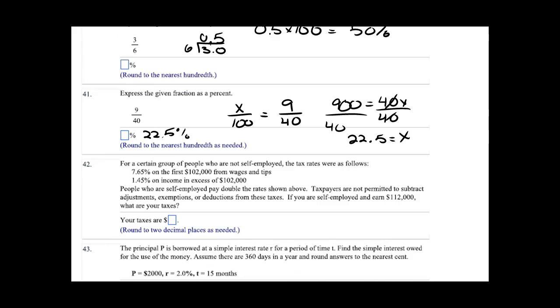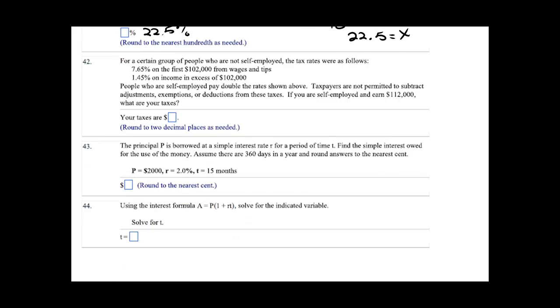All right, for 42, we're going to do a quick tax problem. So for a certain group of people who are not self-employed, the tax rates are as follows: 7.65% on the first $102,000 from wages and tips, and 1.45% on income in excess of $102,000. People who are self-employed pay double the rates shown. So this is really important because it tells us that we need to, if we're self-employed and earn $112,000, figure out our taxes.